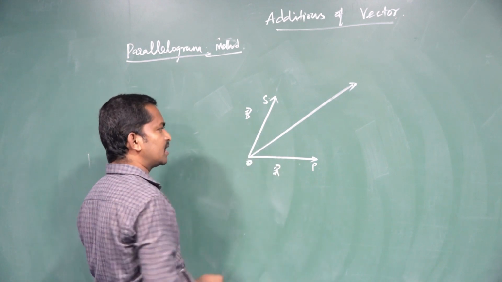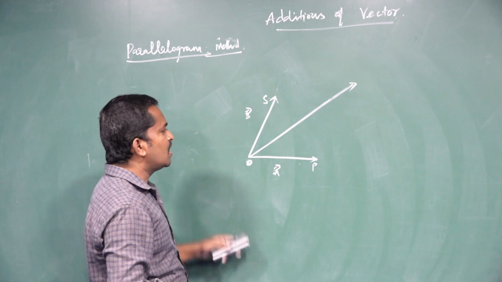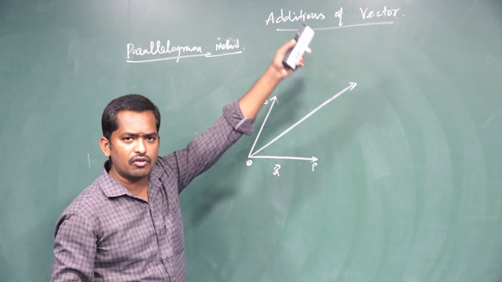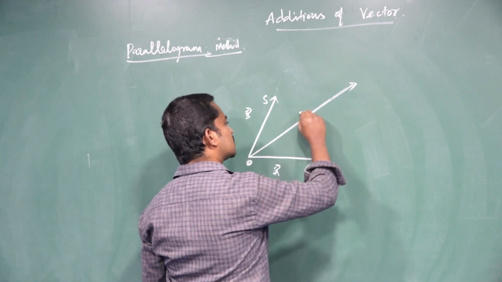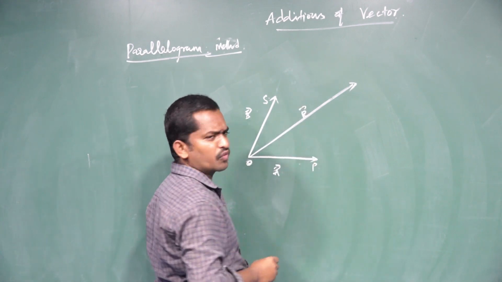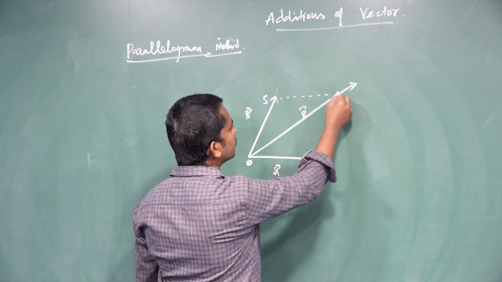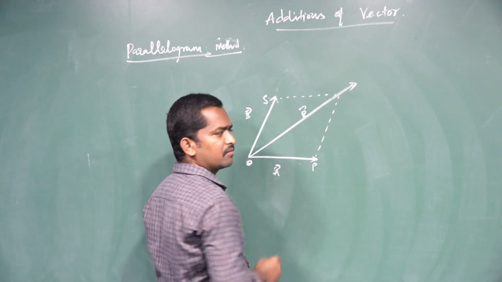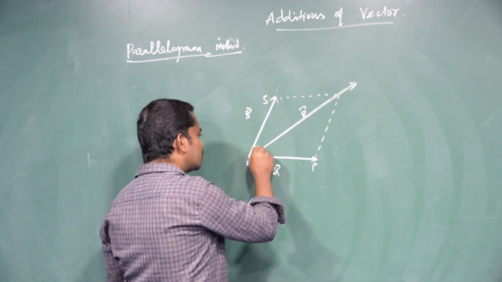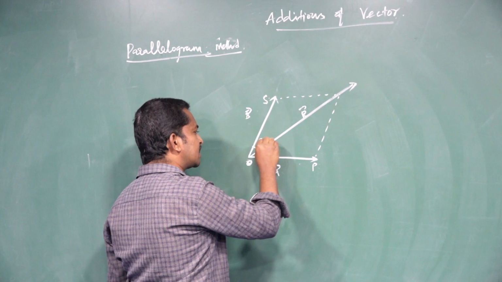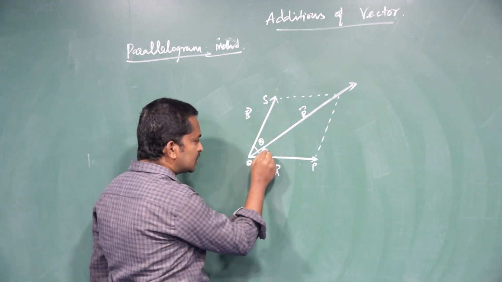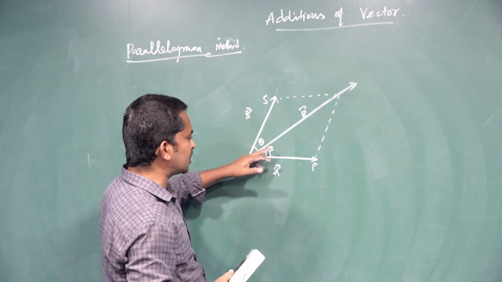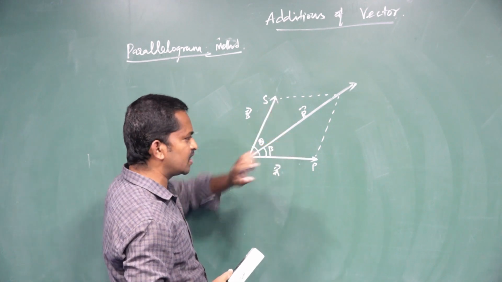A vector and B vector are two adjacent sides of the parallelogram. The resultant vector must act along the diagonal of the parallelogram. It is important. This is R vector, the resultant vector. As usual, this is the diagonal of the parallelogram. This is the angle between A vector and B vector. This is beta. Beta is the angle between the resultant vector and A vector.